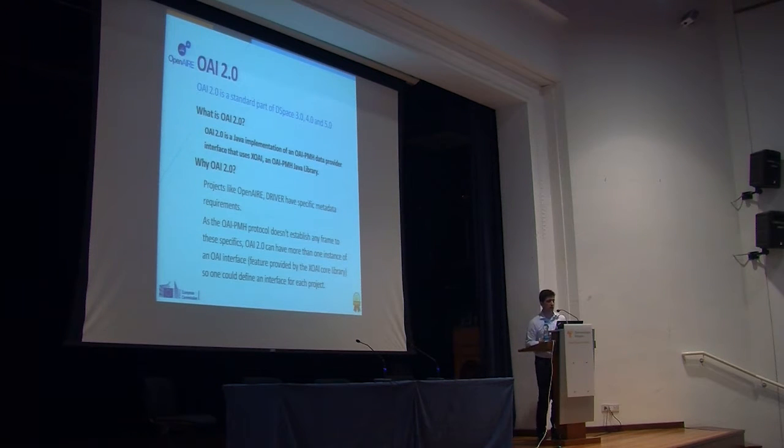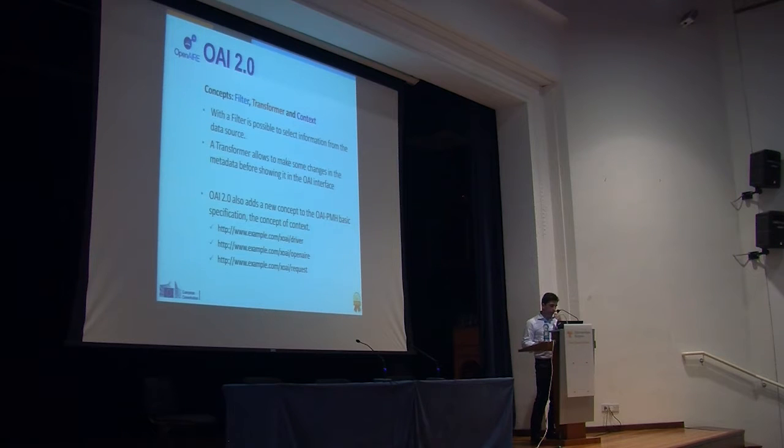What is OAI 2? It's a standard part of DSpace 3, 4, and 5. It's a Java implementation of an OAI-PMH data provider that uses XOAI, an OAI Java library. And why do you need this? Because projects like OpenAIRE and DRIVER have specific metadata requirements, as I showed you. As the OAI-PMH protocol doesn't establish any framework for these specifics, this OAI interface can have more than one instance, using the XOAI core library. So one could define an interface for different projects.